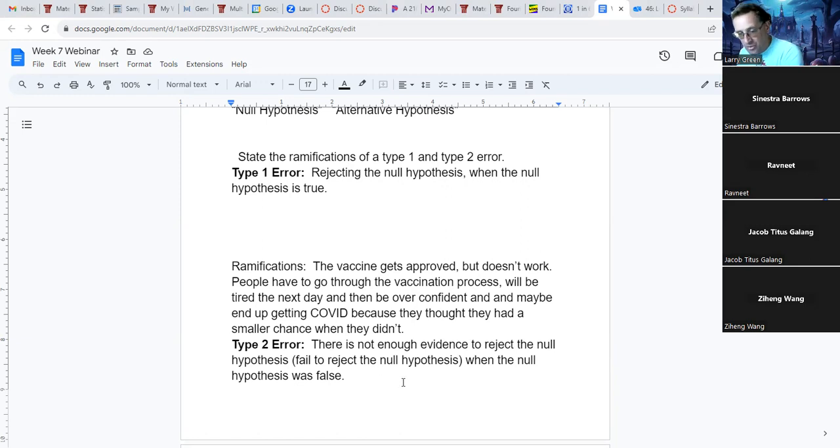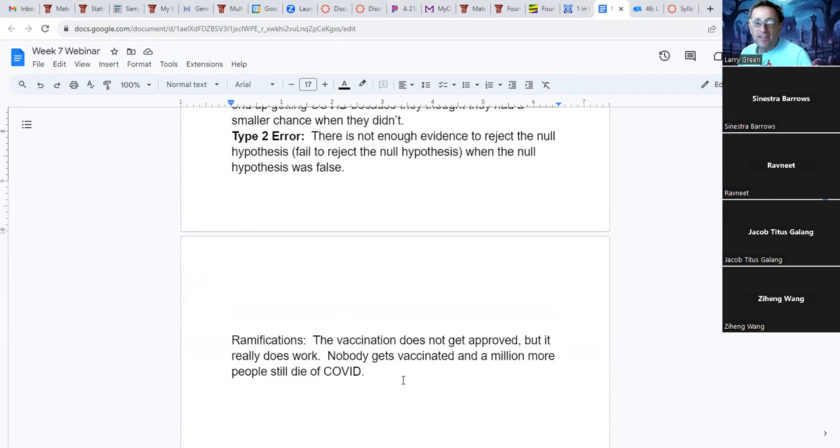when the null hypothesis really was false and the alternative hypothesis was true. So in this case, the ramification is that we have this vaccination that works, but nobody gets vaccinated because it didn't get approved. That's bad, right? So maybe 1 million more people still die of COVID because nobody has a vaccination to get. So COVID just keeps being rampant and kills more and more people. Okay, that's a pretty bad ramification too, isn't it? Notice they're very different.